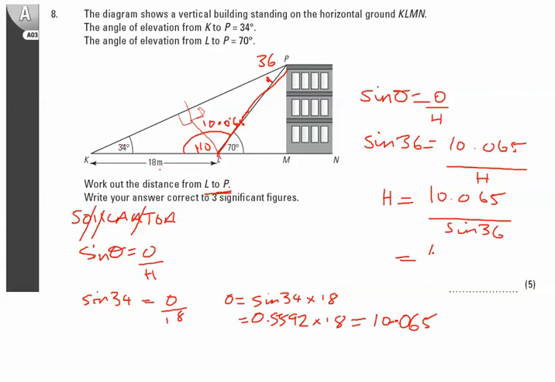Okay, so 10.065 divided by sine 36, where sine 36 is 0.5878 to 4 decimal places. Now if I'm dividing by a number less than 1, that should give me an increase. It should be bigger than 10. It is. It comes out to be 17.1 to 3 significant figures. And just a quick check, there's my answer. Just a quick check that on this triangle the hypotenuse 17 is bigger than the length of the side 10 here.